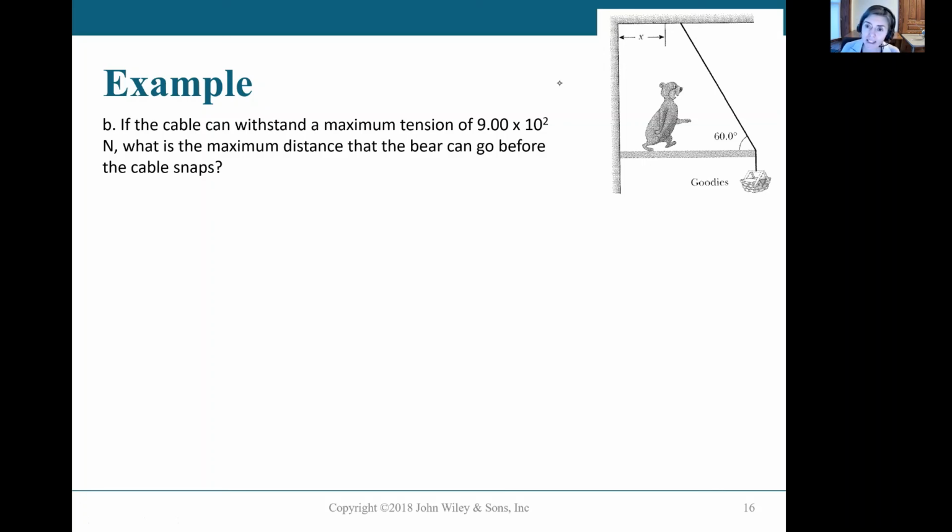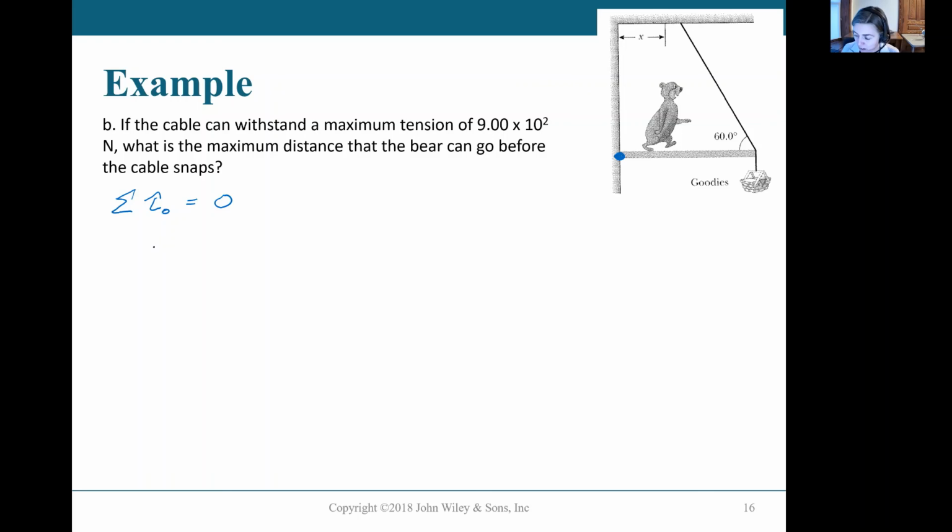Okay, and we don't really have to redo the whole problem to do this. We had a formula for the net torque, right? We'd worked out what the net torque was in terms of all the different forces and distances. And all we really have to do now is rethink that equation with F4, the tension, being a fixed number, and the position of the bear being a variable.